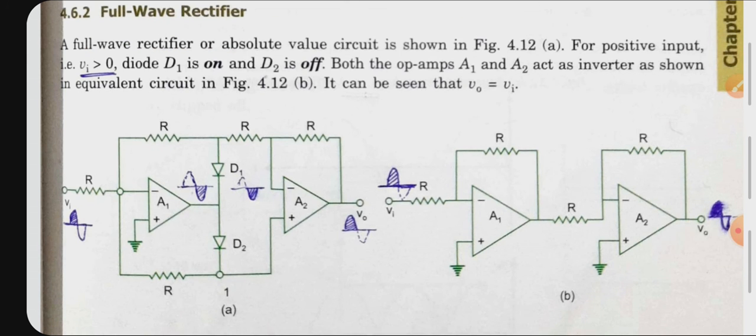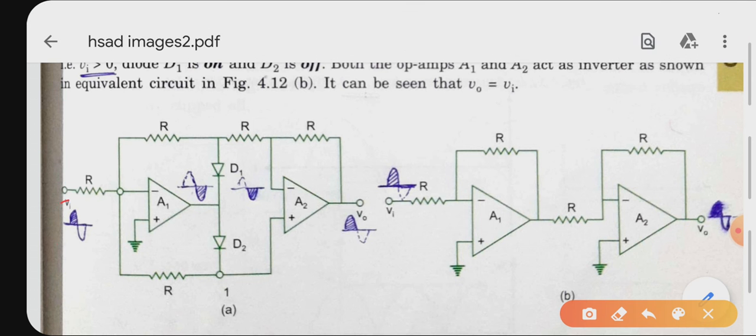Again, the complete sinusoidal waveform is applied as an input. You can see from this side, a sine wave input is applied. There are two op-amps, A1 and A2, and two diodes, D1 and D2. You can write down the circuit description in your own language. So we will consider the positive half cycle applied at the input side here.